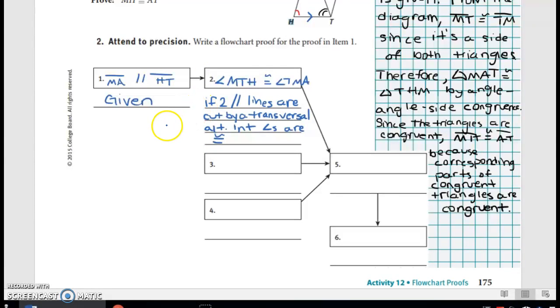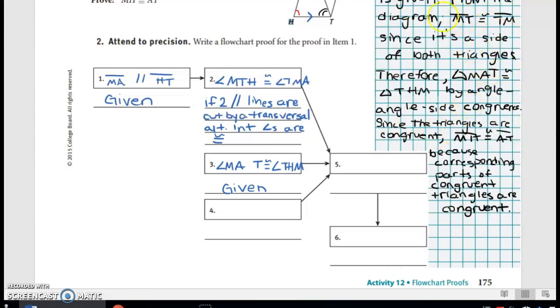Okay, so we've used our first given, and now we're going to move on to our second given, which is angle MAT is congruent to angle THM. And the reason, which we write underneath, is given. Unlike the first given, we're not using that to prove anything else.